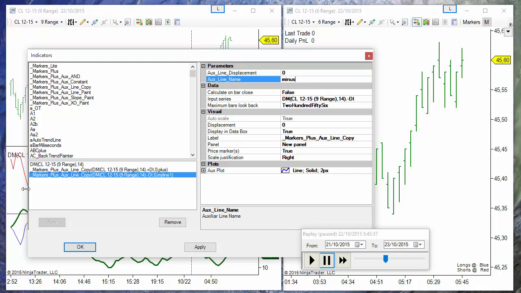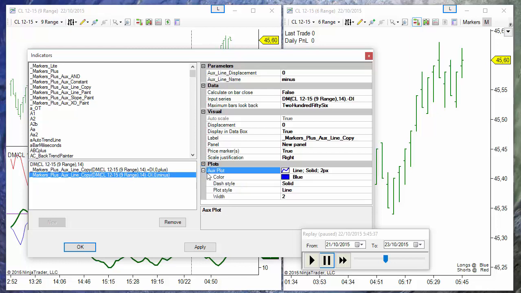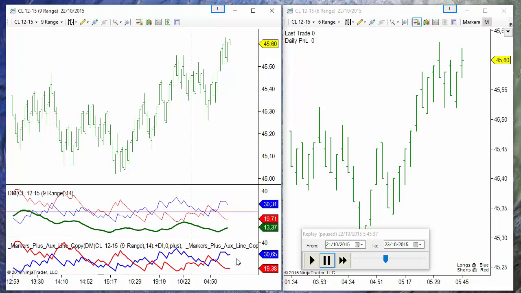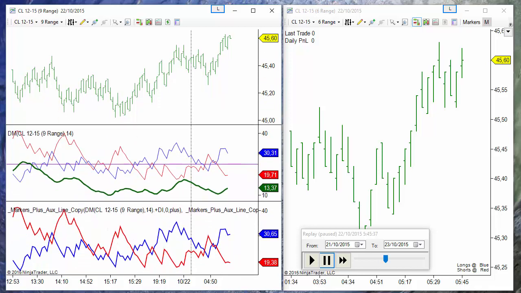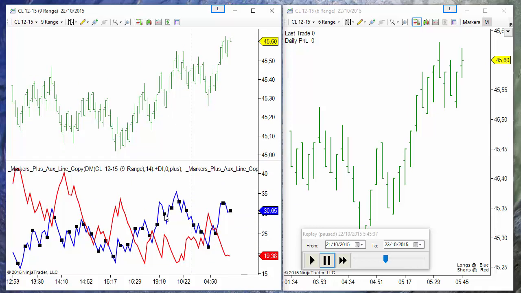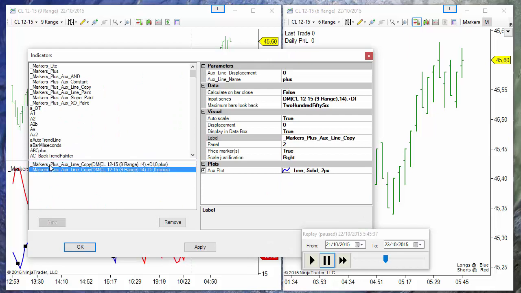So the name for this line will be minus. We can use any name. So I have plus, minus, and I will paint this in red. So here we have the 2 lines, we can overlap one on each other, and we can see that both are the same line. So I don't need anymore the original indicator, I only keep the copied lines.